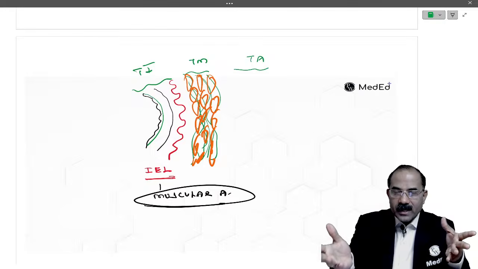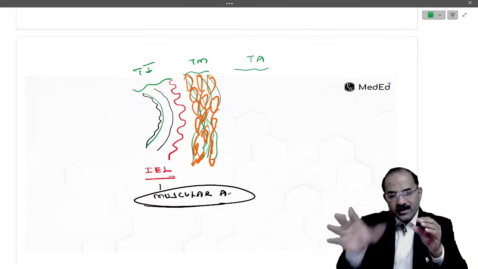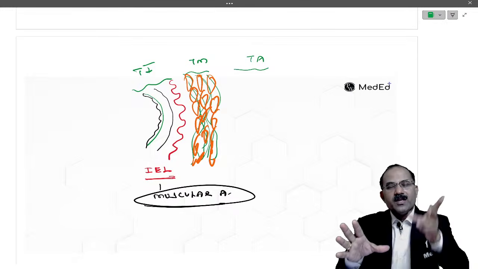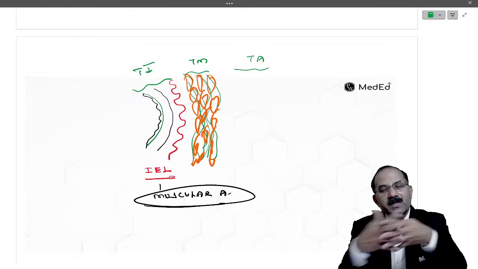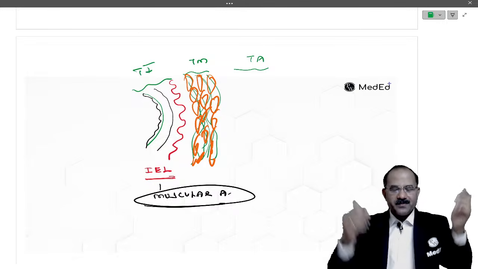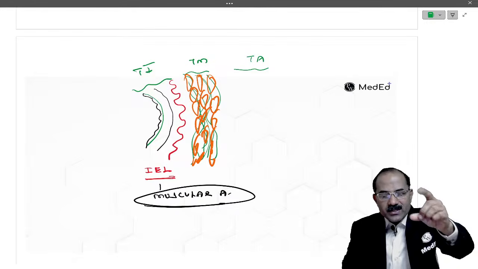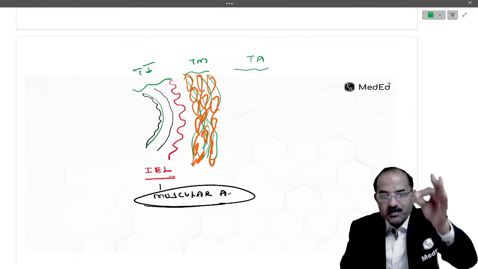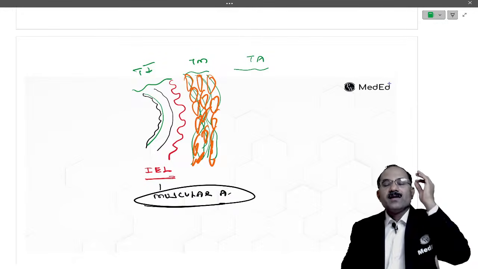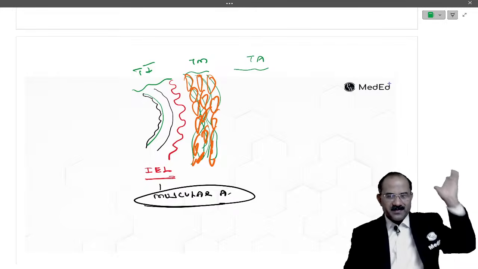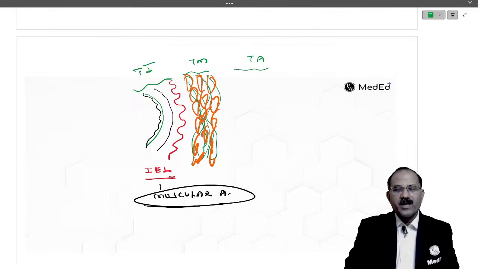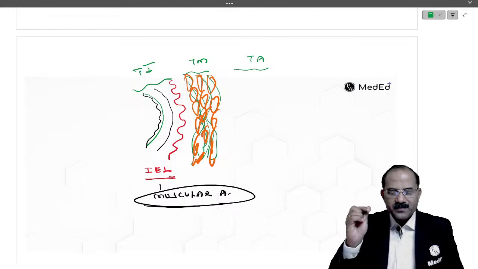Now, what happens in elastic artery? Tunica media of elastic artery contains elastic fibers. So, this internal elastic lamina, which is made up of elastic fibers, merges with it and cannot be differentiated. So, if the examiner asks what is the characteristic of muscular artery, your answer is internal elastic lamina is clearly seen. Fine, clear? You understood this?